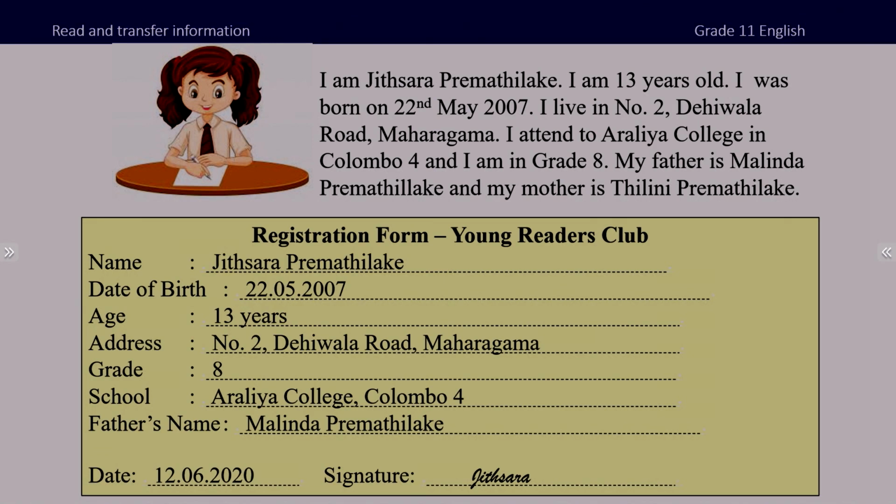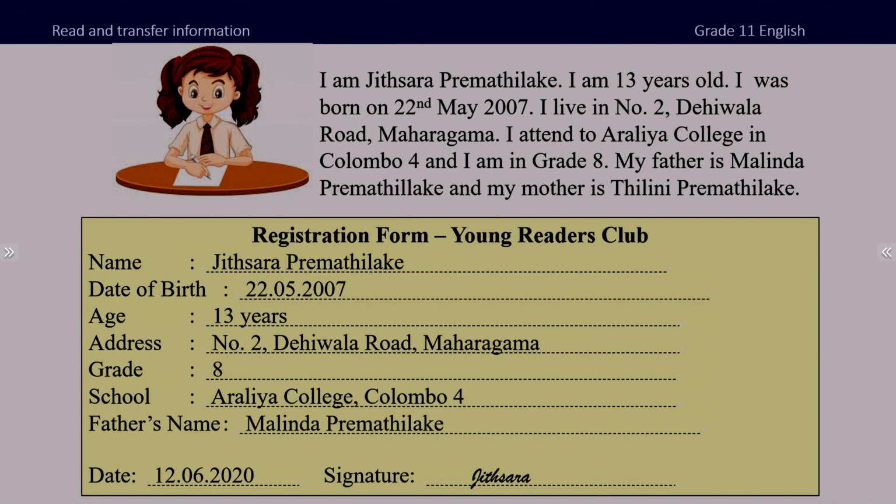I am Chitsara Prematilaka. I am 13 years old. I was born on 22nd May 2007. I live in number 2, Dehiwala Road, Maharagama. I attend Araliya College in Colombo 4 and I am in grade 8. My father is Malinda Prematilaka and my mother is Tilini Prematilaka.